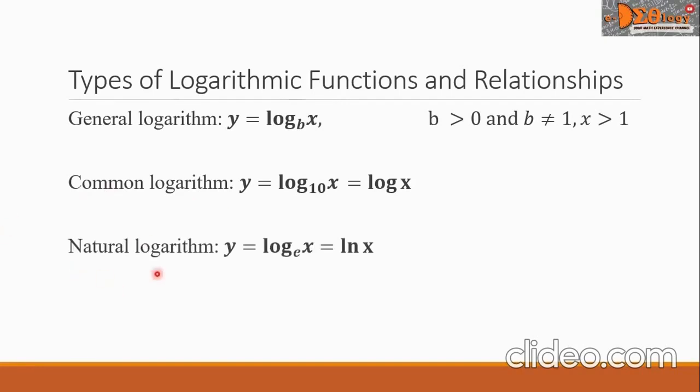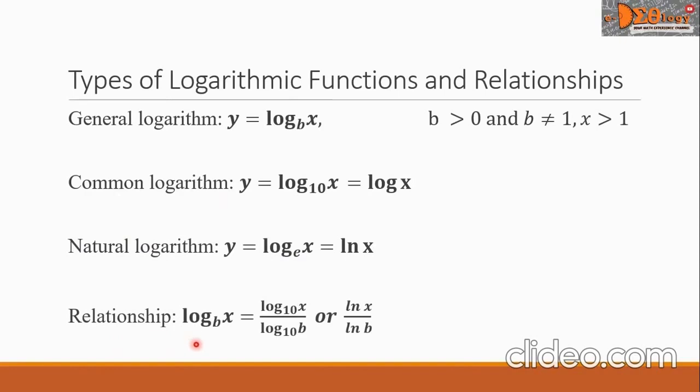The next type is the natural logarithm, and this is y equals log of x to base e. We can simplify the notation by writing ln of x. This ln of x means it is a logarithm with base e. There is a relationship about log of x to base b. We can simplify this by taking the quotient of log of x to base 10 over log of b to base 10, or we can write ln of x over ln of b. Take note, the log of x will be in the numerator, and the base, which is b, will come as the log of b in the denominator.